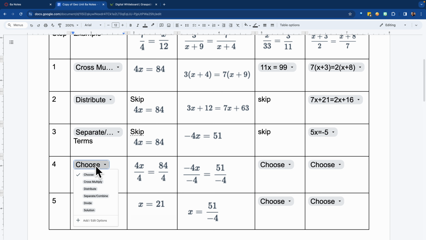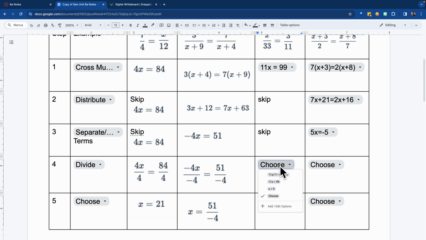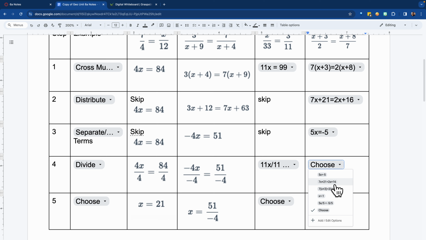Last thing that I'm going to do after this is divide, which means I want x to be just by itself. If there's a number in front of x, I just want it to be only x. So I divide by that coefficient, which is the name of that number out front. So I divide by 4, divide by -4. On this last one, I'm going to divide by 11. And then on the final one, I'm going to divide by 5.